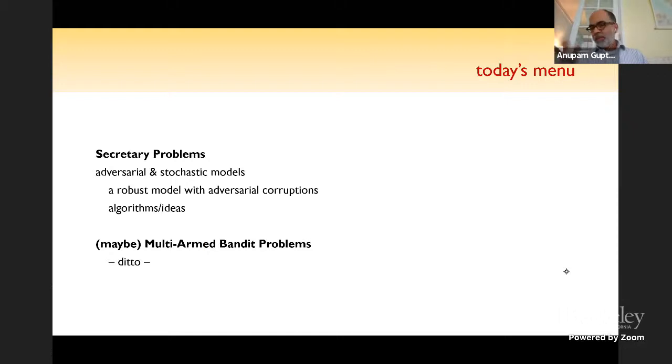So today's menu, it's a little ambitious, but we'll see how far we can get. I'll mostly focus on secretary problems, which most of you know about, I guess, but I'll introduce it, and I'll talk about adversarial and stochastic models both, and then we'll give some algorithmic ideas, and then maybe we'll talk a little about bandit problems as well. But I won't hold my breath. Time goes faster when you're having fun, right?